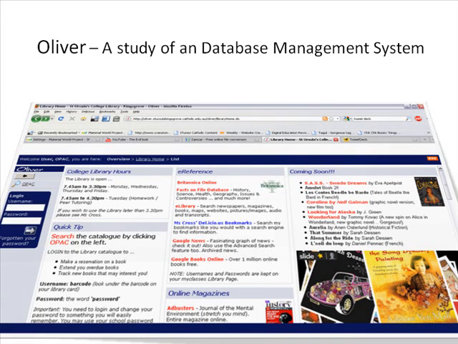In this case, we're looking at Oliver. Oliver is a piece of software developed by Softlink, and essentially it is a library management system.